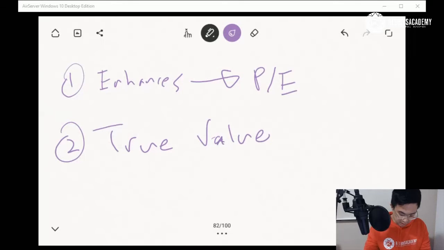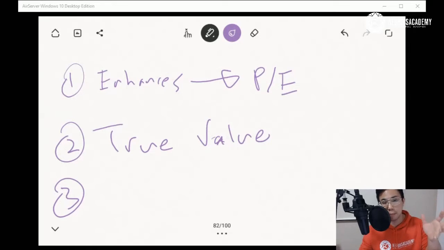The third advantage about the PEG ratio is that it can differ significantly from one reported source to another.